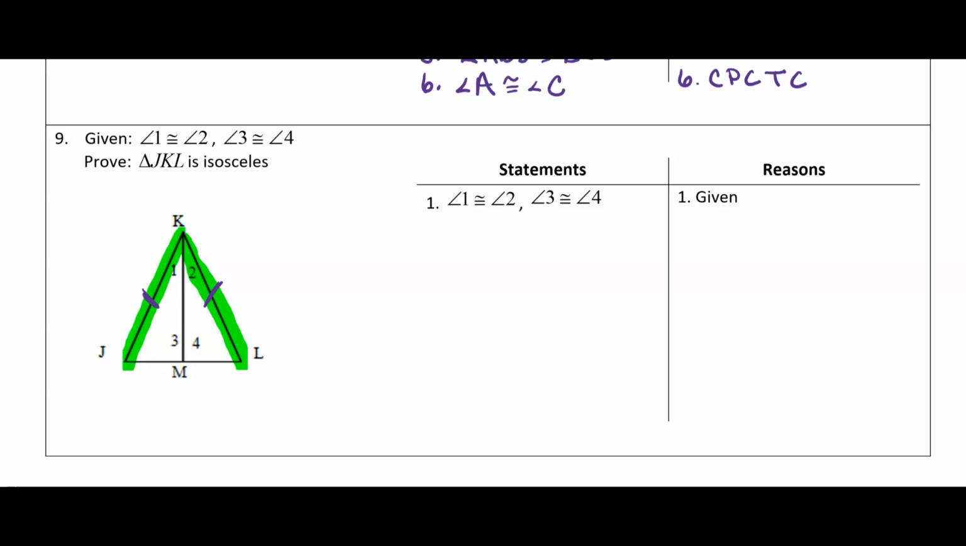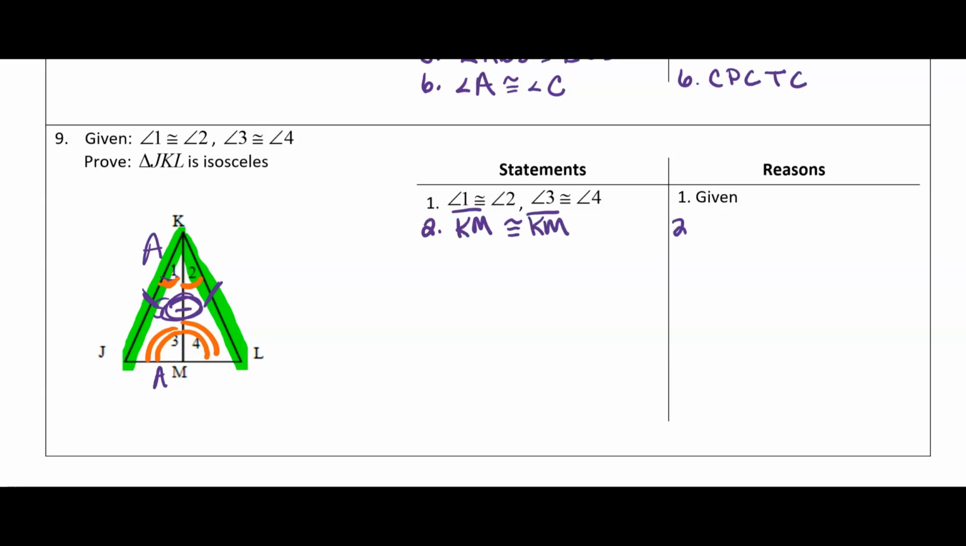So they gave us a lot of information. They did give us angle 1 is congruent to angle 2, and they also gave us that 3 is congruent to 4. So I like that because the first thing I can see is that I can prove the two small triangles are congruent. I have an angle, I have an angle, and if I could prove this congruent, I would have angle side angle. Well, you've guessed it, KM is also reflexive. So step 2, KM is congruent to segment KM.